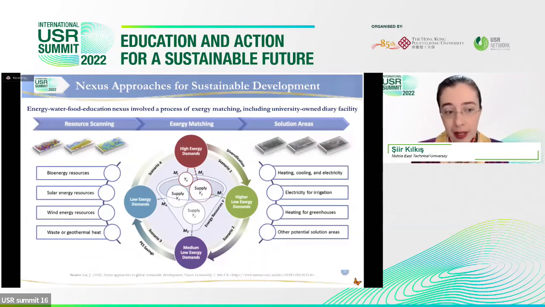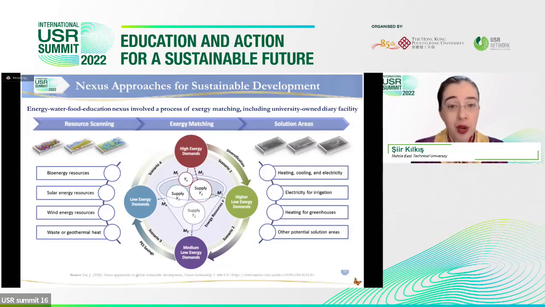And if we look closer into this publication, focusing also on the education nexus, what we are trying to do is a resource scanning. What are the resources available at the university campus? Solar, wind, waste, bioenergy, and then the exergy matching, because each one of these resources, based on the temperature they can provide, has different levels of exergy. And what is important is that we match these exergy levels to different demands on campus for heating, cooling, electricity, even for irrigation because of the water nexus, heating for greenhouses because we have agricultural degrees and there is research for this, and other potential solution areas.